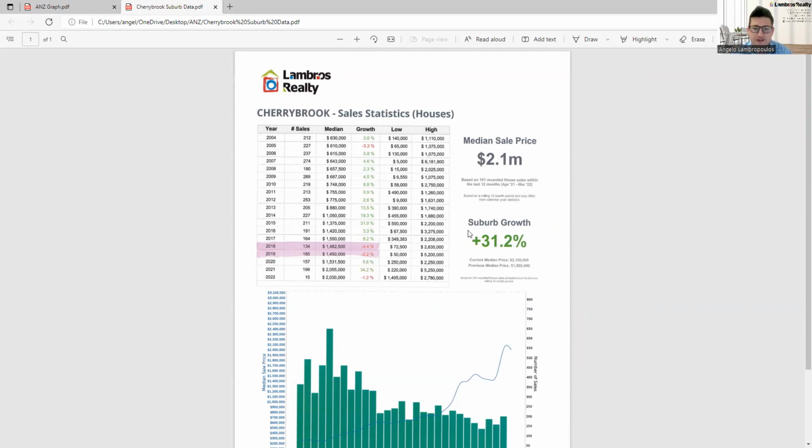So I'll just put this back to full screen again, but you get the picture. So when you're looking at the total value here and you look at the historical data, Cherrybrook, for instance, is, excuse the pun, one of the safest suburbs to buy in as far as houses are concerned. According to historical data, I'm not going to make any predictions or speculation.